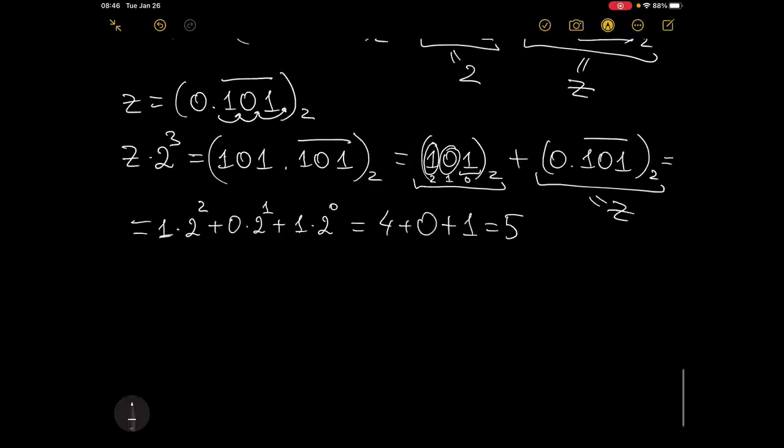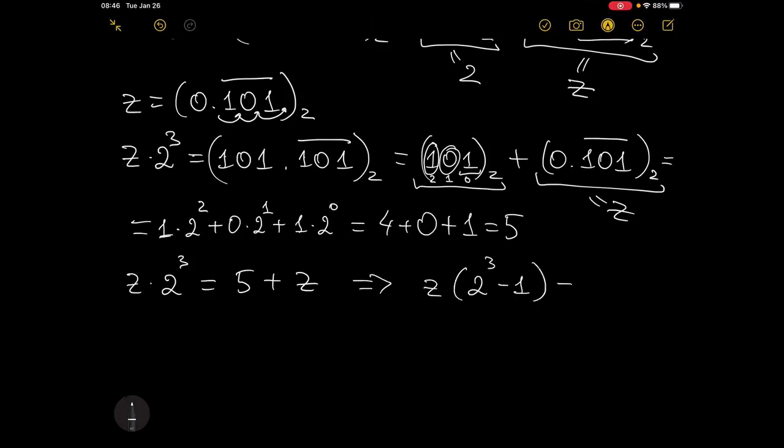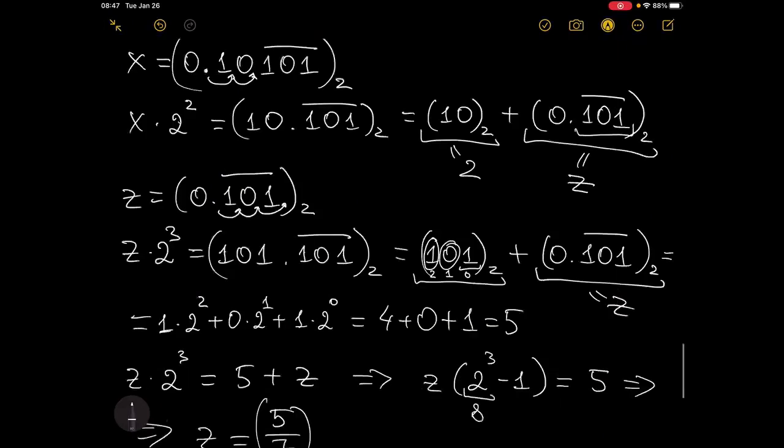So altogether, we are getting z multiplied by 2 to the third equals 5 plus z, right? So which means that z multiplied by 2 to the third minus 1 equals 5. So 2 to the third is 8, right? So z equals 5/7 in decimal representation, right? Okay, now just remember that we started from that, right?